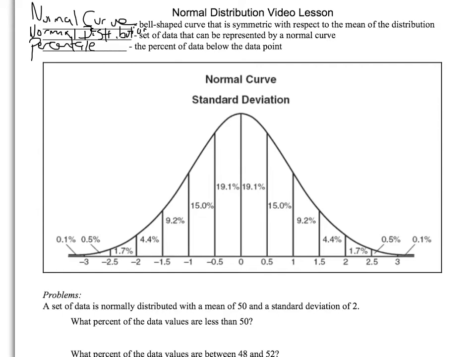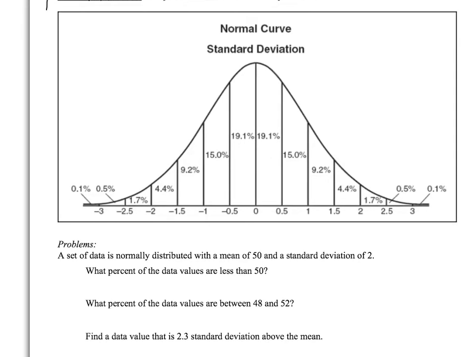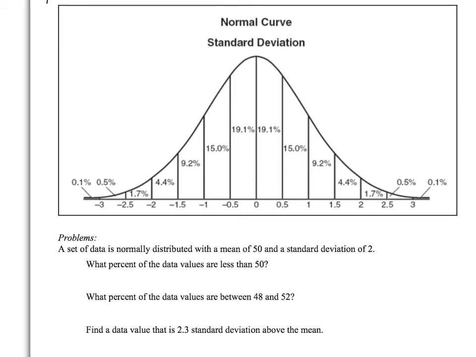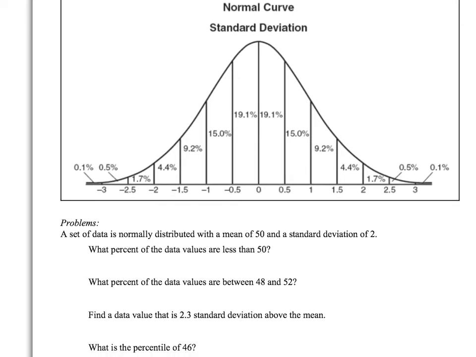The picture you see right below here is going to be on your reference table. It looks just like this. And it will ask you questions. And it says a set of data is normally distributed. That's important. As soon as you see something like that, you would go straight to this part of your reference table. It tells you the mean is 50 and the standard deviation is 2.